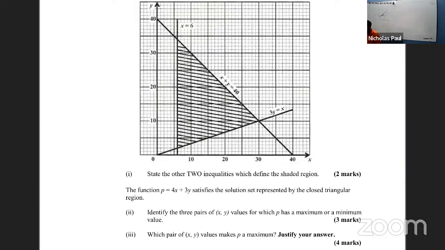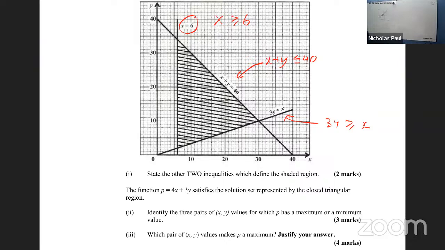Ready? Which one did you all get as the answer? 50 and 10. All right, let's see. First things first, they want the inequalities. The inequality for this one is it's shaded to the right, that's x more than or equal to 6. This one is shaded underneath, so it's x plus y is less than or equal to 40. And this is shaded above the line. When you shade above, it's more than.